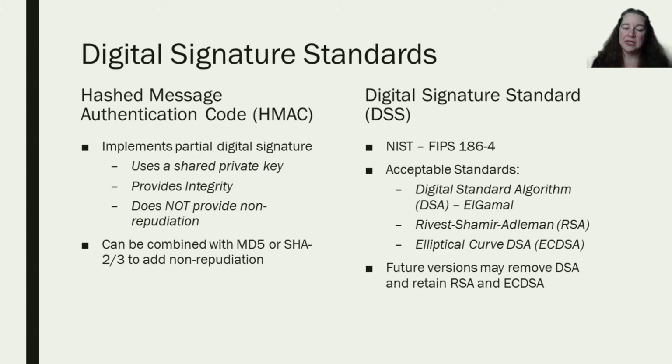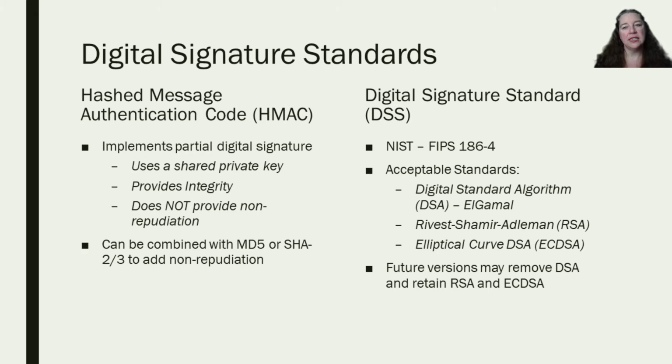The hashed message authentication code, HMAC, implements a partial digital signature using a shared private key, providing integrity, but does not provide non-repudiation. Remember, if you're using a shared private key, you're using symmetric cryptography, and there's no non-repudiation with that. But it can be combined with MD5 and SHA 2 or 3 to add that non-repudiation. So once you get that digital signature in there, you can add the non-repudiation that doesn't come by default with a symmetric key.